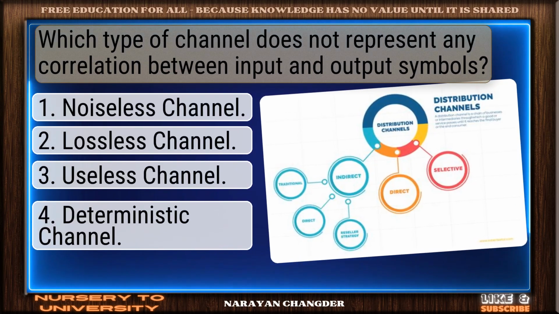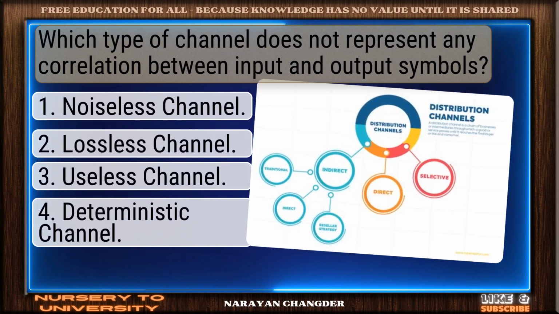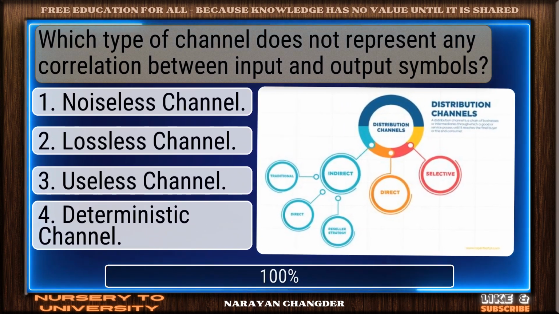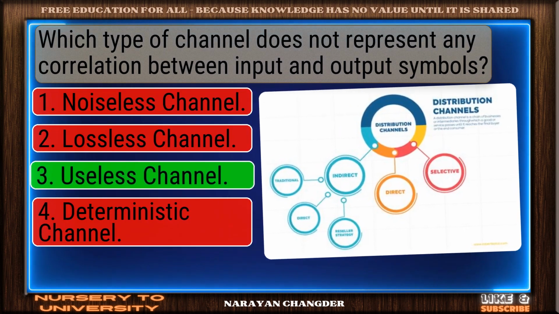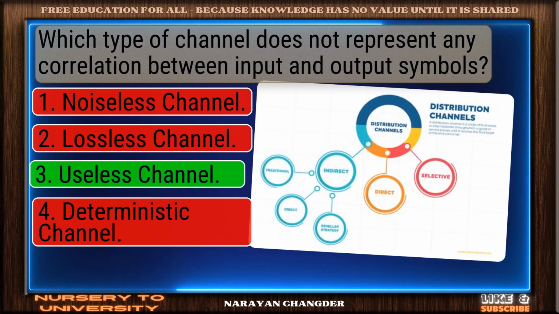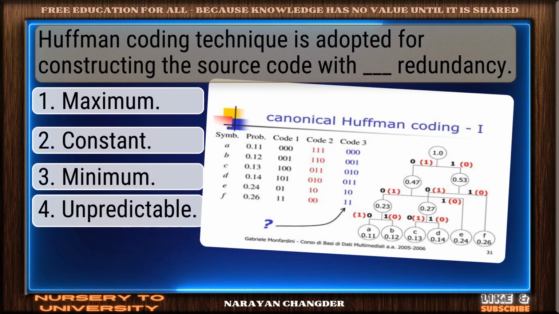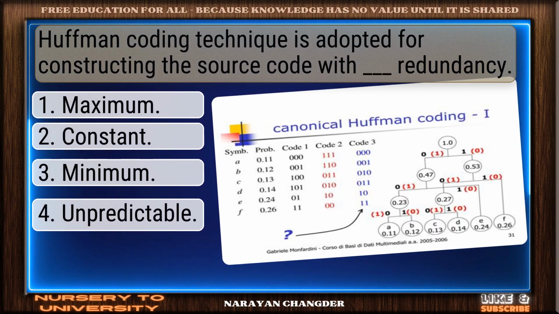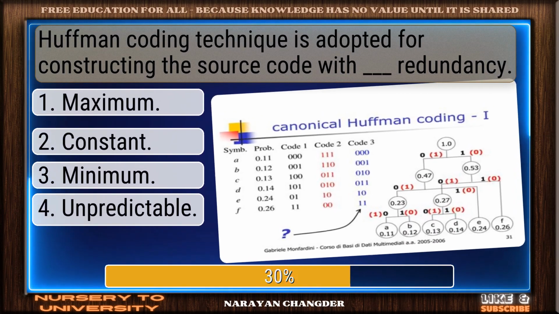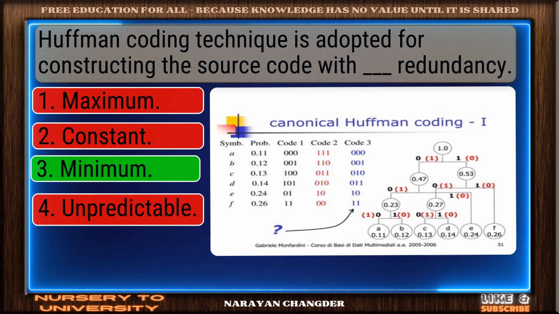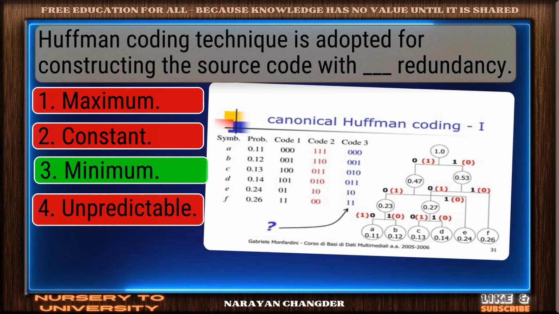Which type of channel does not represent any correlation between input and output symbols? Good thinking. Useless channel is the right answer. Huffman coding technique is adopted for constructing the source code with dash redundancy. Perfect. Minimum is the correct choice.